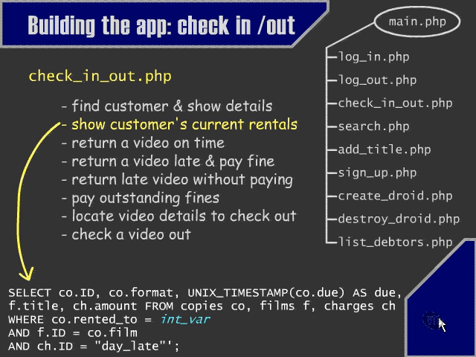So the bulk of the work for this query is done by the application. Later on we're going to see an instance in which the SQL query itself has to work out how much the customer owes on their videos. This is a more complex query, and we're going to see it on the listDebtors.php script, which is the last one that we're going to look at in this chapter.